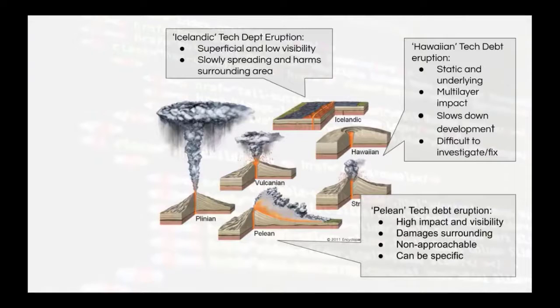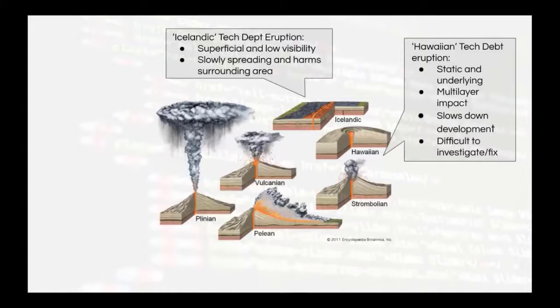Then there's the Strombolian eruption. It has a high impact and visibility. It damages the surrounding. It is difficult to approach and it can be step-specific. This could be something that is impacting strategically. So it might be that it's visible only to some users, and the damage is only on those users. For example, missing contract tests could cause a failure like this.